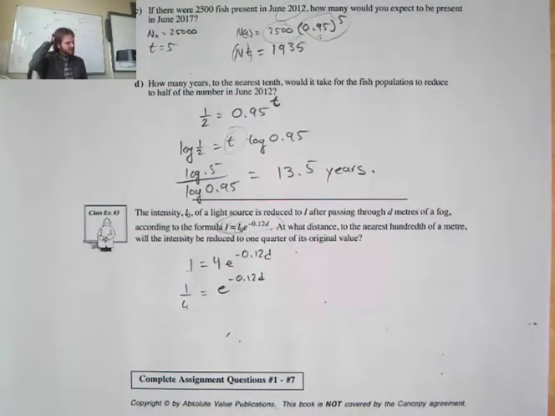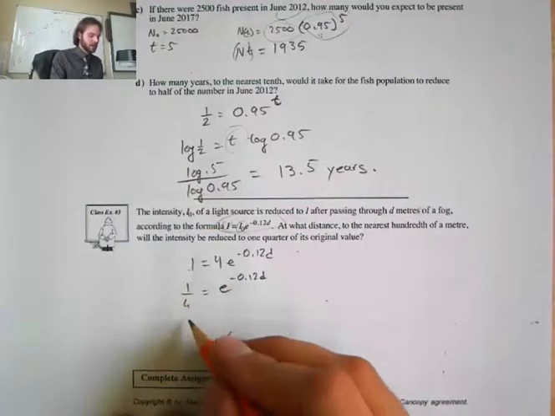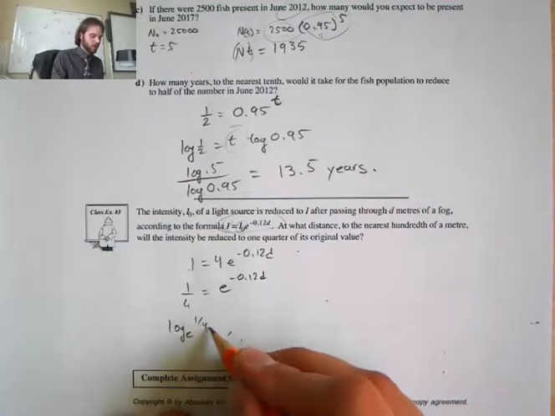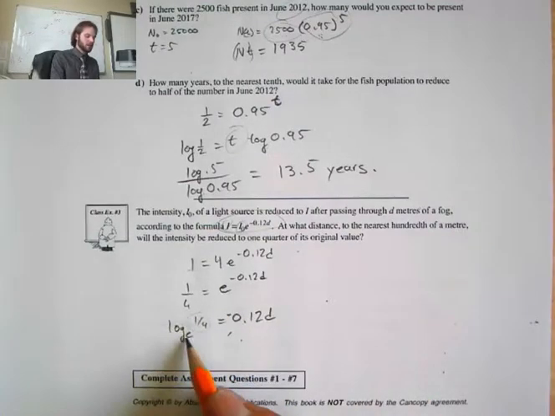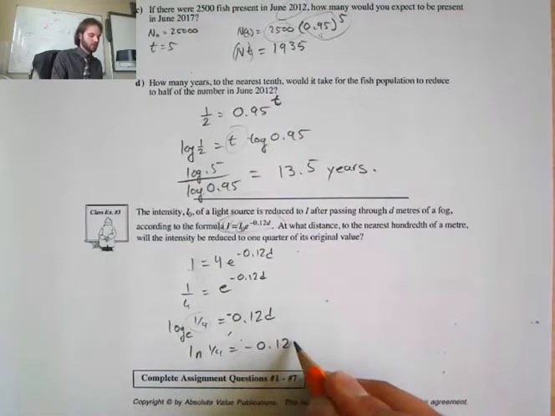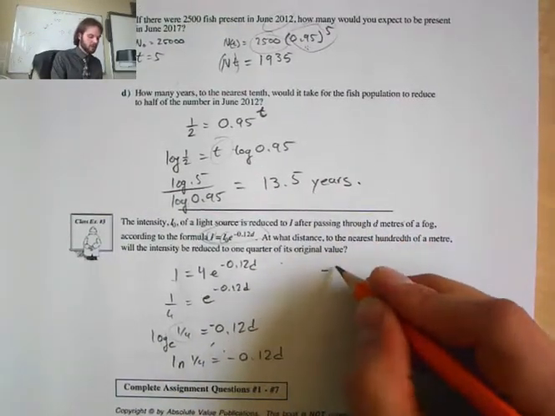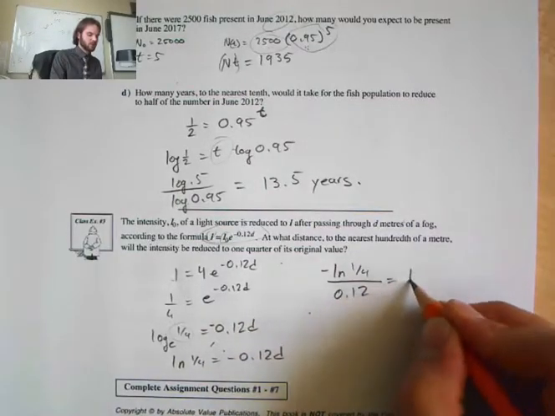Now, I could do this in many ways. I could use the natural logarithm, or I could just log it. So for this one, this is base e. So if we're going base e, I could say log e 1 over 4 is equal to negative 0.12 d. But log base e is the same thing as ln, so ln 1 over 4 is equal to negative 0.12 d. Okay? So I'm going to end up having negative ln 1 over 4, all divided by 0.12, is equal to d.